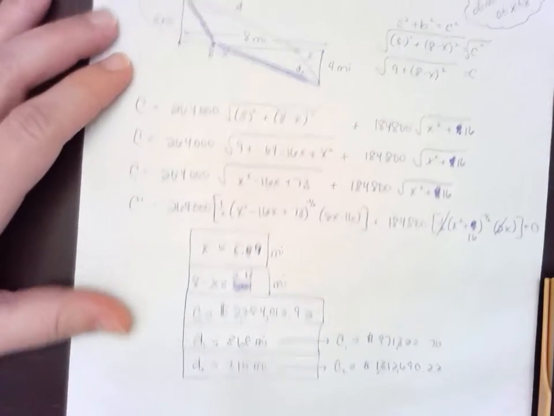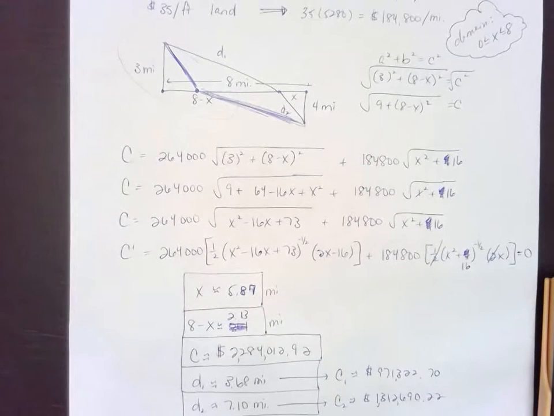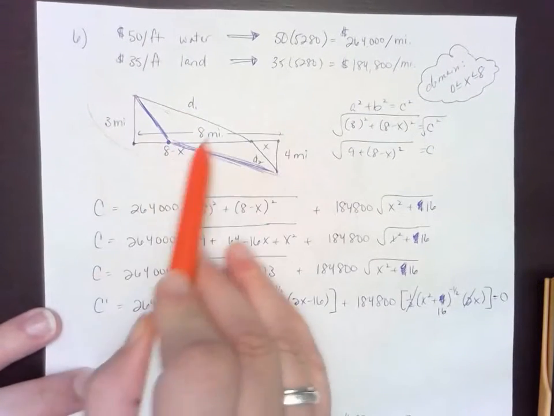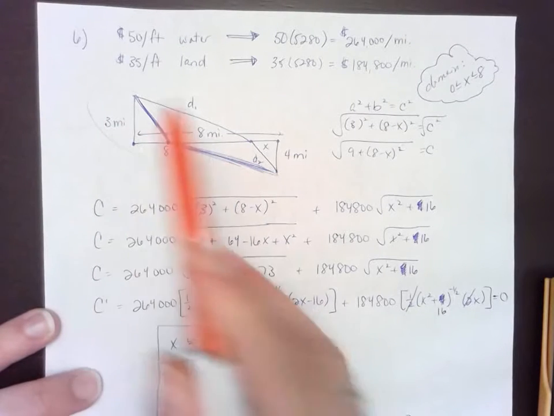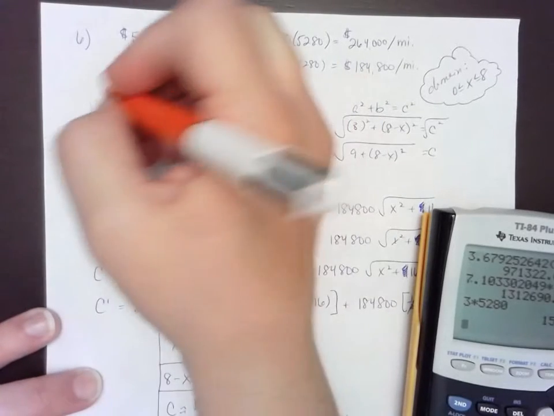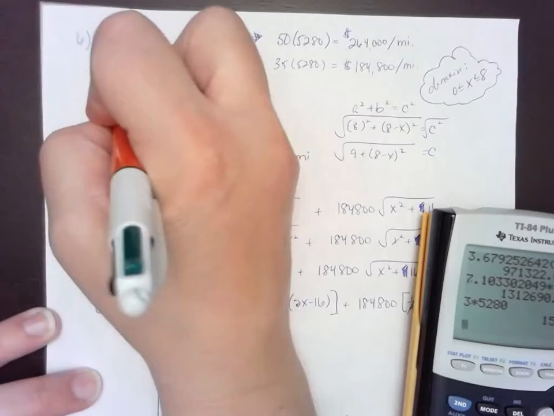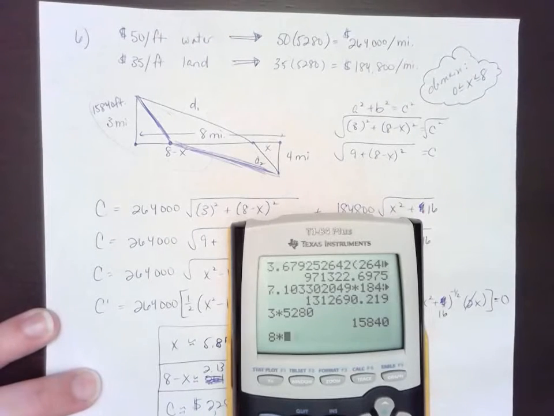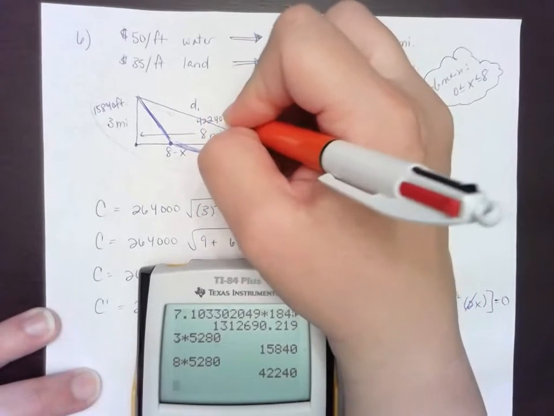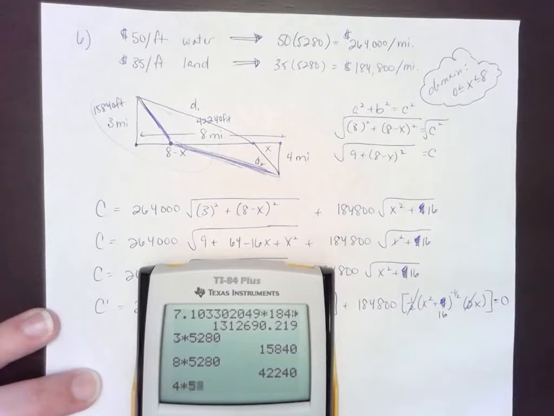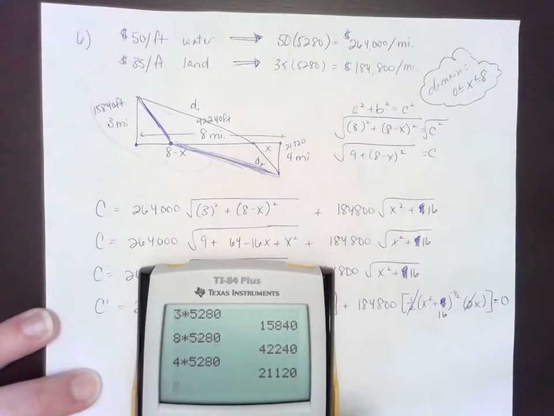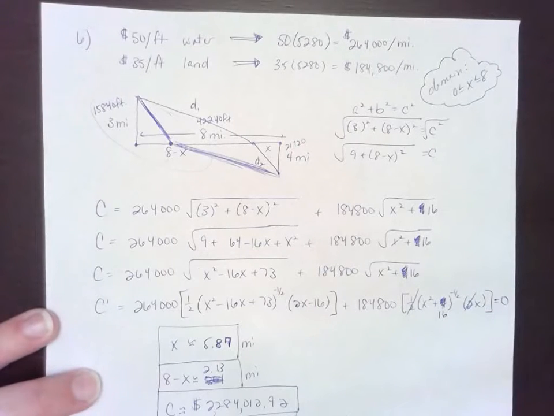The other thing to keep in mind is if you went through this problem again with feet, you would use 50 and 35, but you would have to convert these numbers to feet as well. So 3 miles would no longer be 3, it would be 15,840. 8 would no longer be 8, it would be 42,240. And then 4 would no longer be 4, it would be 21,120.